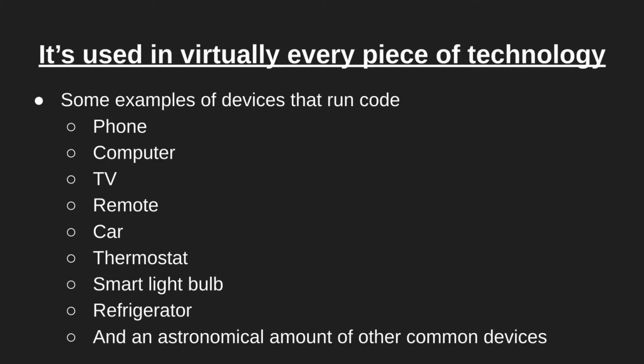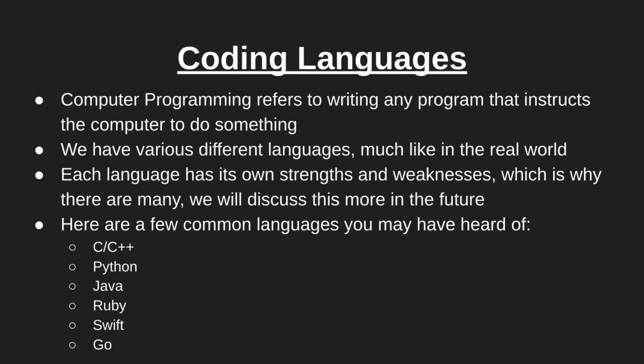Let's talk about where coding and programming are actually used. So here are some examples of devices that do run code. Some of these might be obvious, some of these you might know, some of these you might not know. So your phone, computer, TV, remote control, your car, your thermostat, a smart light bulb, your refrigerator, and seriously anything else that you could even consider a device. Even like your key fob for your car. They all have to run code. Computer programming refers to writing any program that instructs the computer to do something.